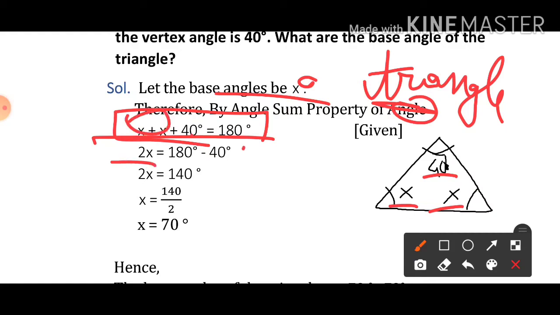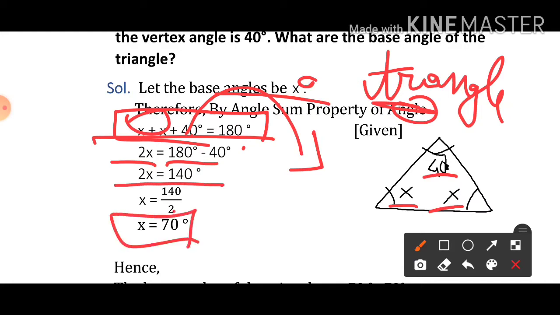So x plus x is 2x plus 40 equals 180. As 40 is given in plus, on this side it will change into minus. So 2x is equal to 140. Now divide 140 by 2. So x is equal to 70 degrees.